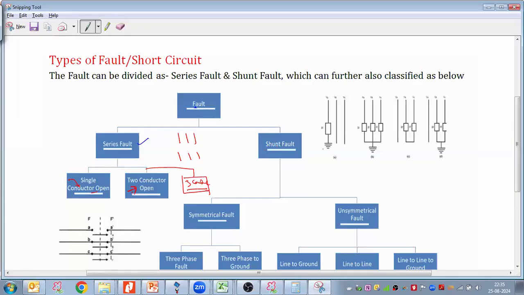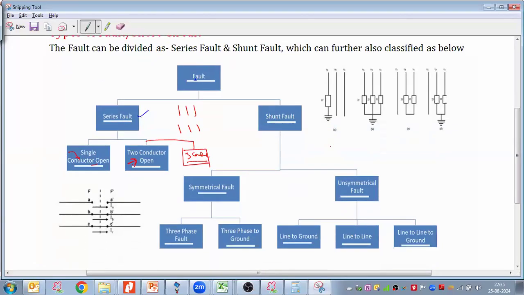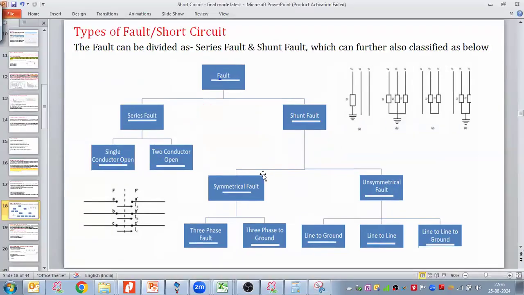Then there is the shunt fault. All of you know this, that's why I'm going a bit fast. Shunt fault is again of two types: symmetrical fault and asymmetrical fault. Symmetrical fault is the three-phase fault, three-phase to ground fault. Line to ground, line to line, and line to line to ground fault come under the asymmetrical fault. This is all you know from college time as well.